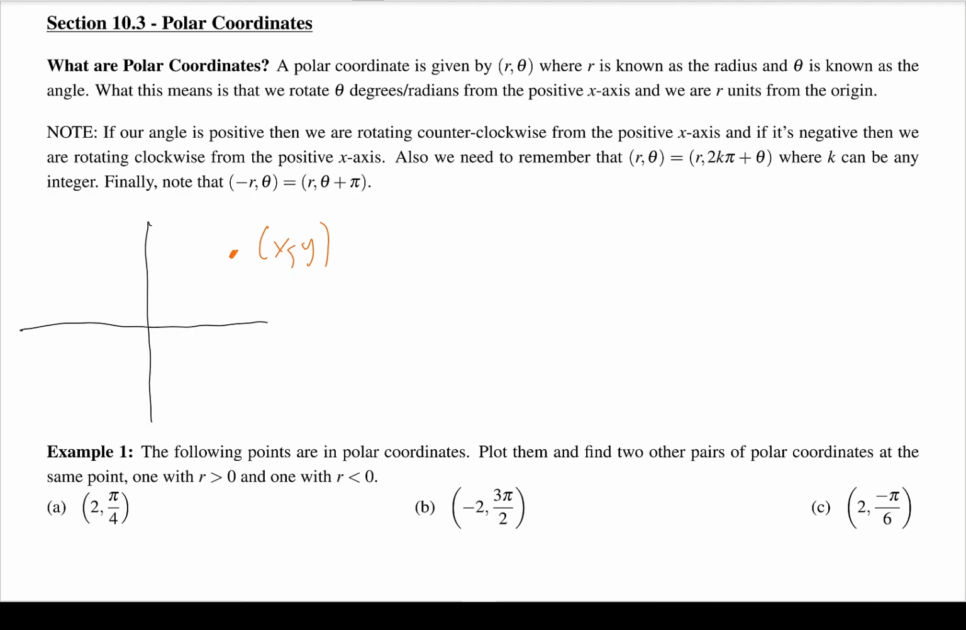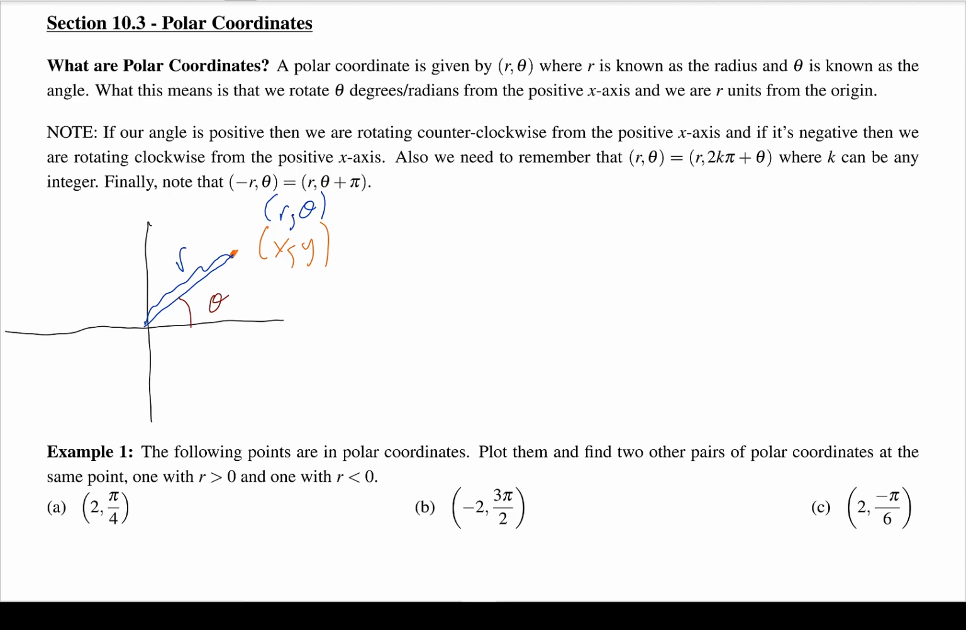Well, a different way to name this point is using polar coordinates, and we use r comma theta, where r is going to be the radius, so that's the distance from the origin. So this distance right here, this would be r. And then theta is going to be the degree that we're rotating from the positive x-axis. So this would be our theta. Let me draw that a little bit neater. So that's our theta. So then we call this point r comma theta.